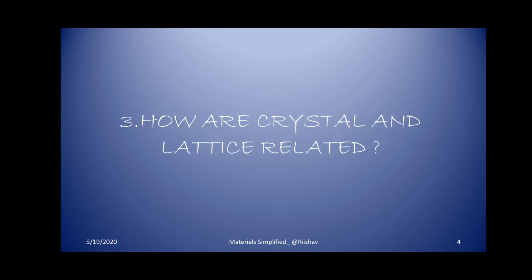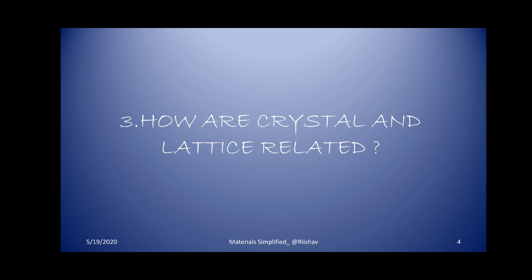Now, moving on. How are crystal and lattice related? See, lattice and crystals are kind of similar, but there is a difference. A lattice is just a geometrical concept, like we are talking about a 3D periodic arrangement of points. But a crystal is a three-dimensional periodic arrangement of atoms in space. So if you look at the wordings clearly, you will find I have used atoms and points.